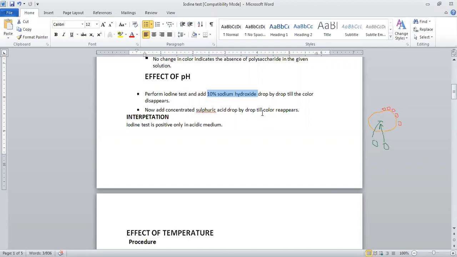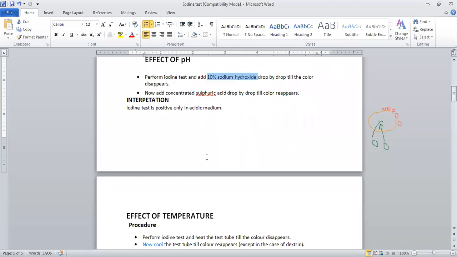When the medium is alkaline on the addition of 10% sodium hydroxide, at high pH, iodine molecules cannot remain attached to the polysaccharide. Due to high pH, the valency of the polysaccharides will be disturbed, and the iodine molecule would detach from the polysaccharides, and the blue color of the solution will disappear. So it means we can perform this test only at low pH.